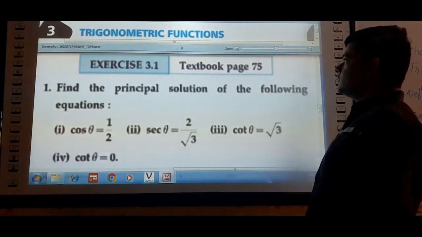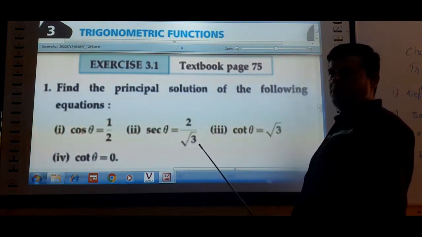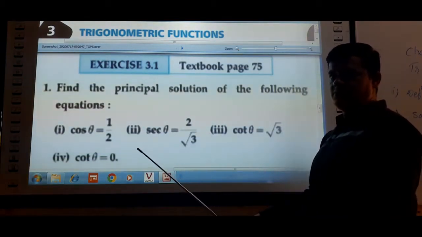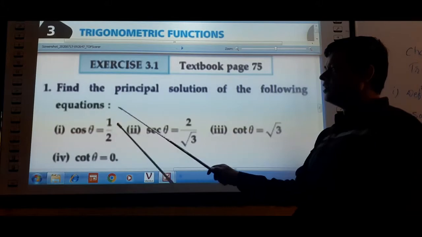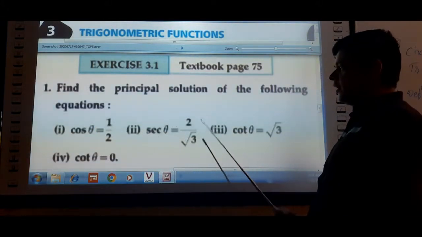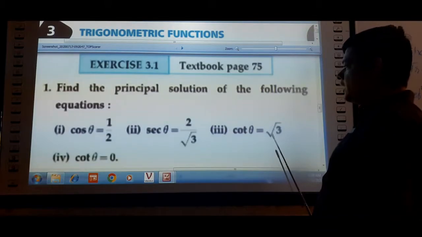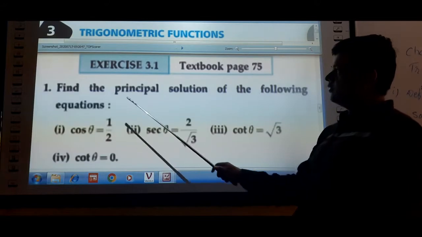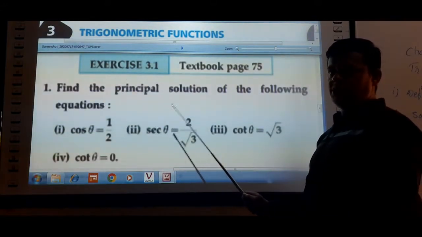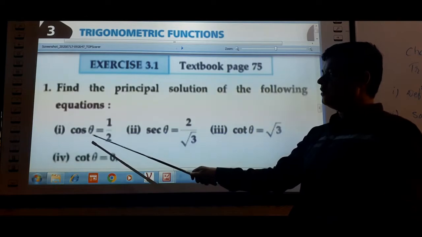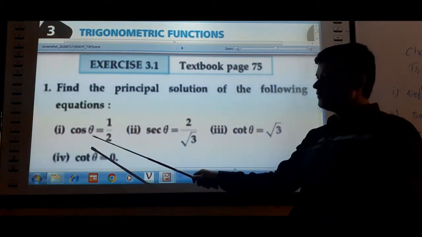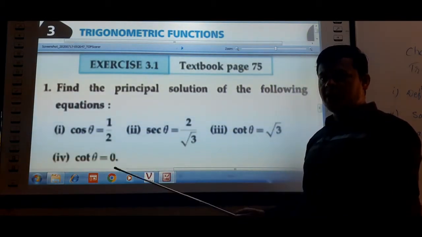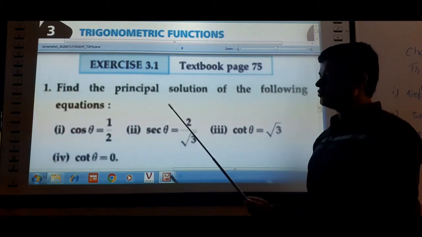Now see how the questions will be asked on this topic. Find the principal solution of the following equations. First example, cos theta equals 1 by 2, sec theta equals 2 by root 3, cot theta equals root 3, cot theta equals 0. In this problem, we have to find the principal solution. That means we have to find the value of this unknown angle theta. That value must satisfy one condition, that is 0 less than or equal to theta less than or equal to 360.